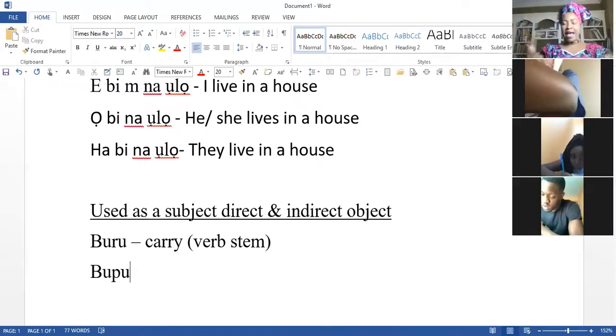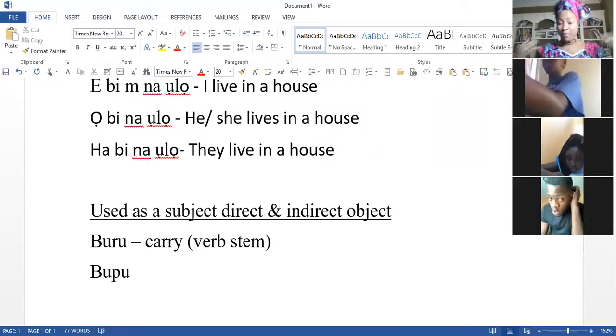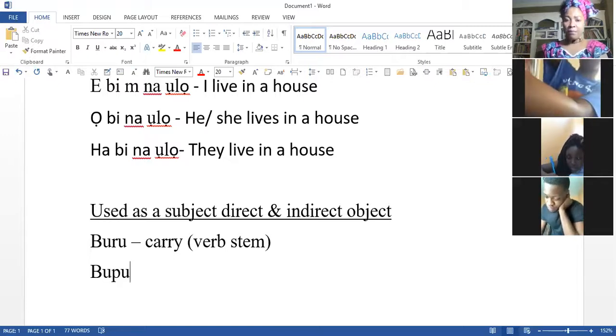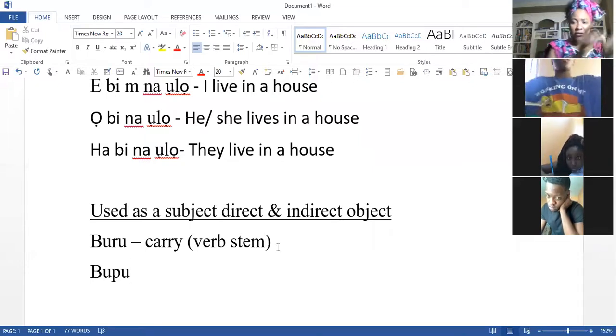Bupuya. Now you have a plate. You finished cereal in the morning and you left your plate on the table. And your mom is gonna call you: Obinna, Ikenna, bia bupu afere. Okay, so bia bupu afere, on the table.